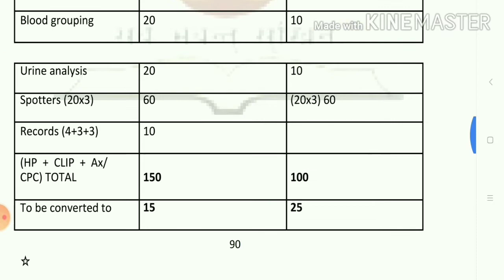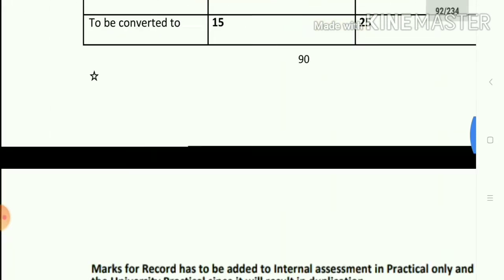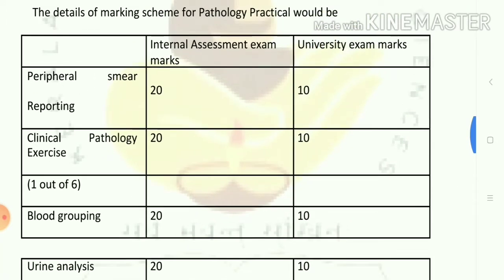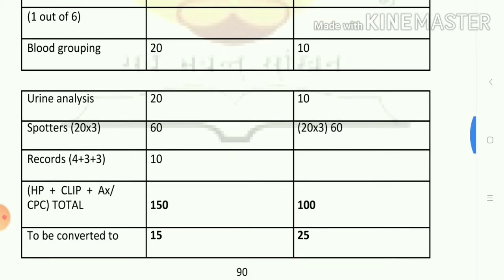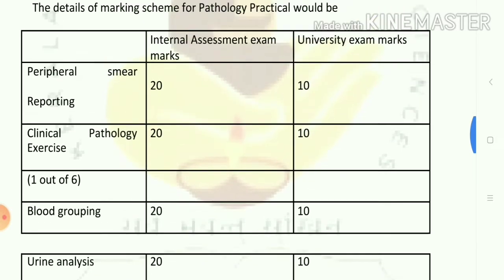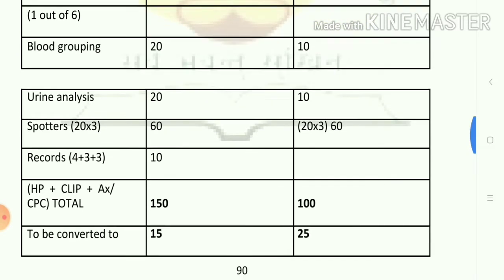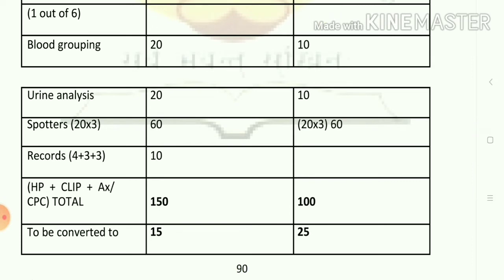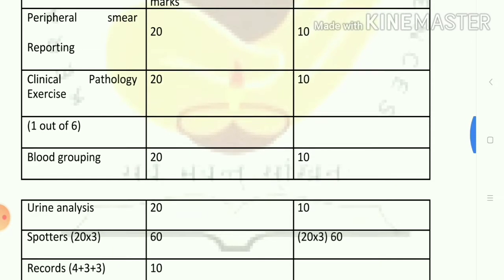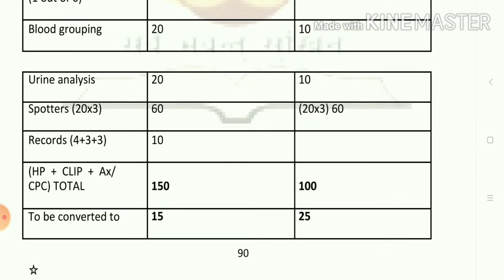Then the details of the marking scheme for the pathology practical. There are lots of things, I will read. Peripheral smear reporting: internal assessment exam marks 20, university exam 10. Then clinical pathology: 20, and for the university exam it is 10. One out of 6 will be asked. That is blood grouping. For the internal assessment exam it is 20, and for the university exam it is 10.